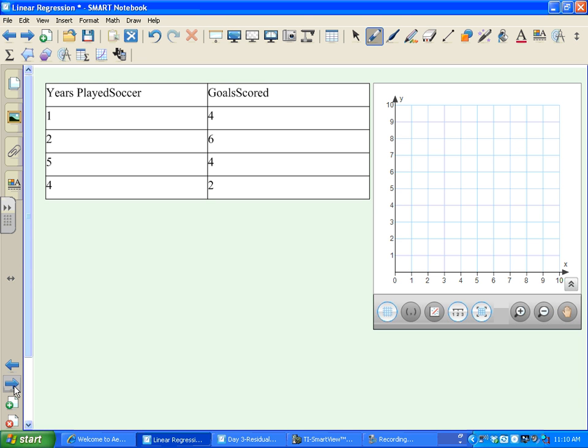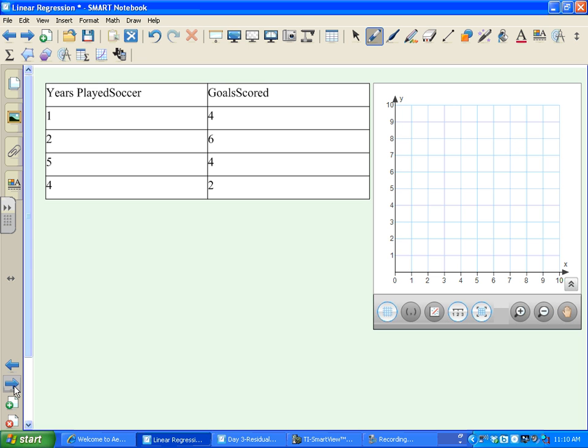This should be on the back side of the notes that I gave you guys on Wednesday. What we've got is just a simple data set, four pieces of data: the number of years somebody's played soccer and the number of goals scored that year. We're hoping to look at some linear relationship. Hopefully you think the more years that you played soccer, the more goals you're going to score. That would probably be a positive linear relationship, but this is our data, so let's see what we got.